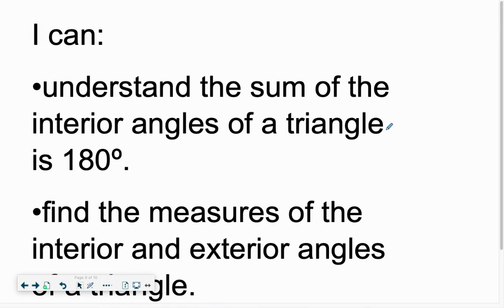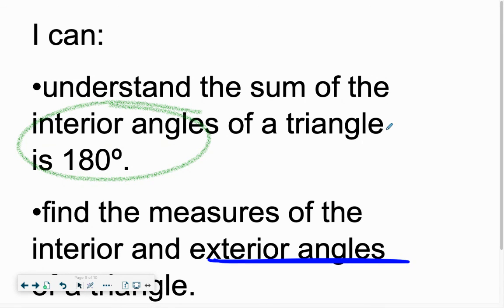Otherwise, rattling that off quick, today our big thing is the interior angles are 180 degrees, and for a single exterior angle, you just add up the 2 inside that are across from it, or as it said in the definition, are not adjacent to it.